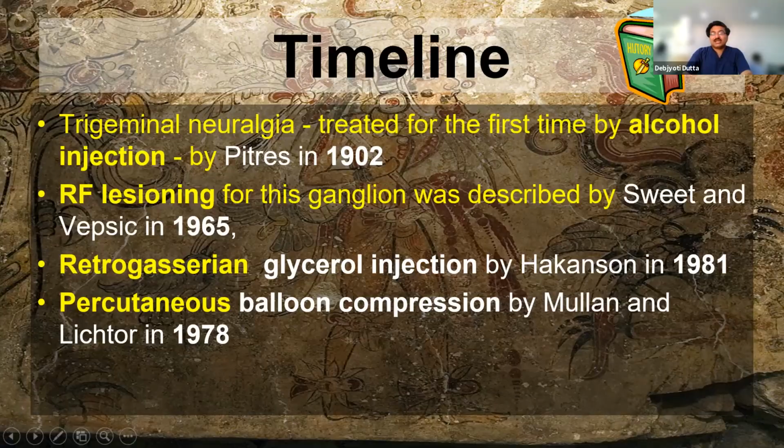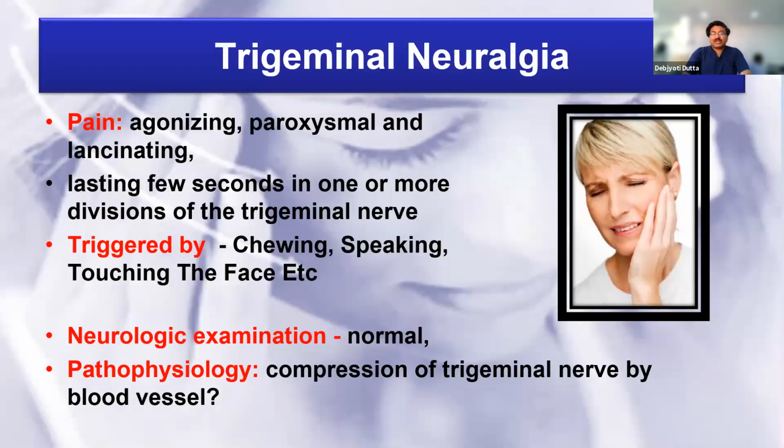But what is trigeminal neuralgia? What type of pain is the patient suffering from? The pain is agonizing, paroxysmal, lancinating, lasting a few seconds in one or more divisions of the trigeminal nerve. It is triggered by chewing, speaking, touching the face, etc. Neurological examination is usually normal, and one of the suggested mechanisms in the pathophysiology is compression of the trigeminal nerve by blood vessels. But remember, it is not always found.